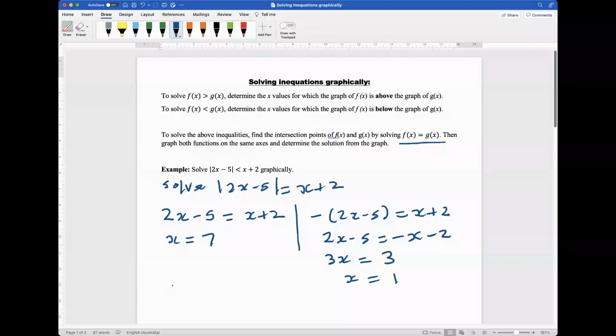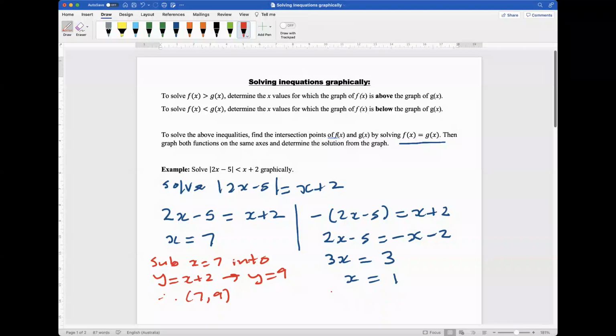Okay, so you'll have to work out the corresponding y value for those points. So if you chuck in x equals 7 into one of these equations, it doesn't matter which one, we will sub it into x plus 2. You're going to get y is equal to 9. Right, so therefore 7, 9 is the intersection.